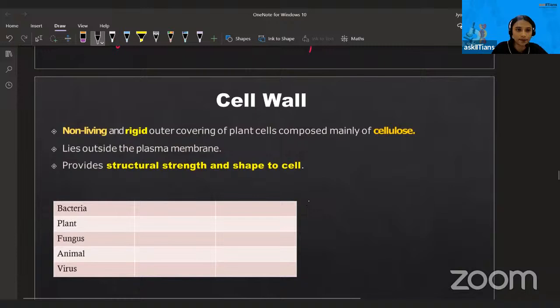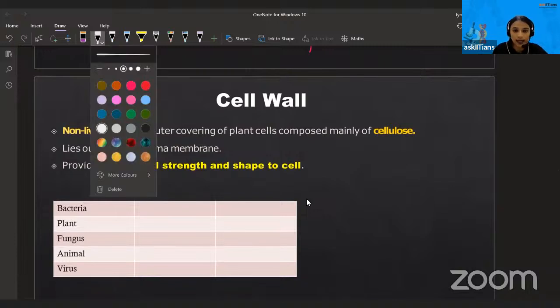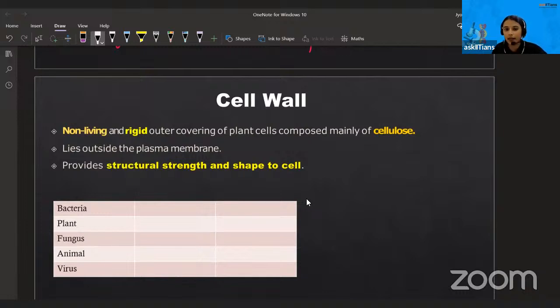So now, the cell wall. As I told you, in plants and in some other organisms, there is an additional layer present outside the cell membrane, which is known as the cell wall. And I have already mentioned that it is dead. It is the dead part. If it is dead, it means it does not involve the protoplasm, because protoplasm is the living part of the cell. And this is a non-living and rigid structure. Rigid means it is non-flexible.